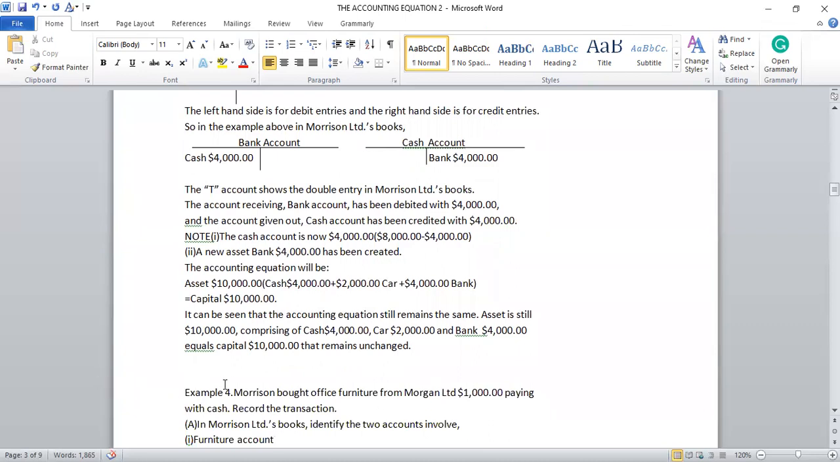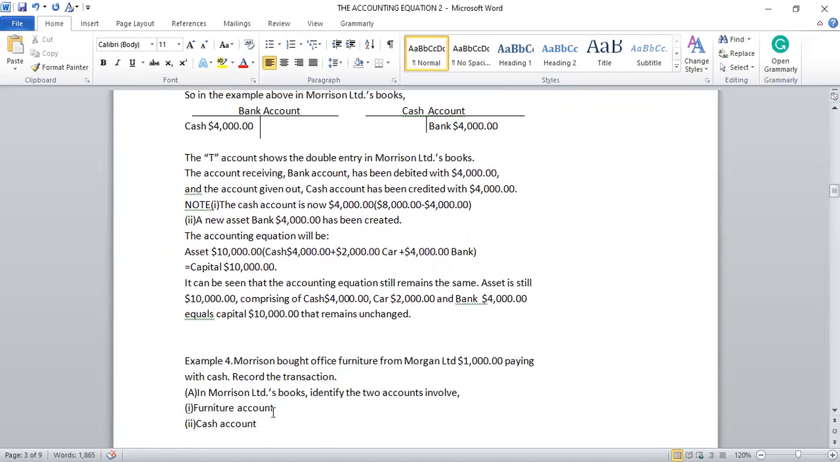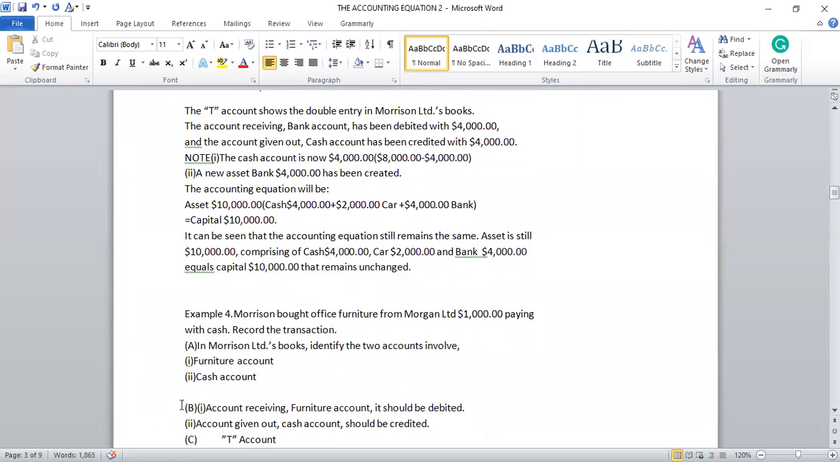You go on to example 4. Morrison bought office furniture from Morgan Limited for $1,000, paying with cash. Record the transaction. So the double entry principle applies here. The first step, in Morrison Limited books, identify the two accounts involved. And the two accounts involved are I, furniture account, II, cash account. Second step, B: I, the account receiving, the furniture account, should be debited. II, the account giving out, the cash account, should be credited.